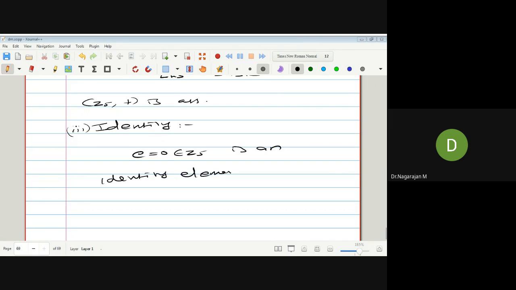From table 1. So what is the next one? Inverse law. What is the formula of the inverse law? A star A inverse equals A inverse star A equals E.